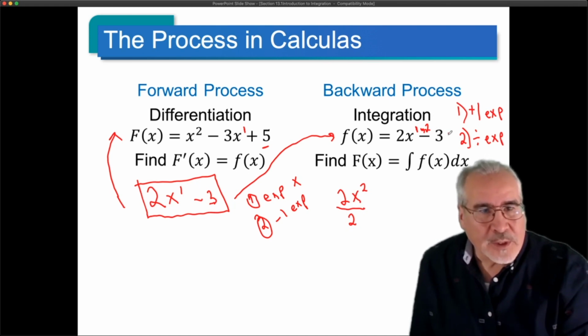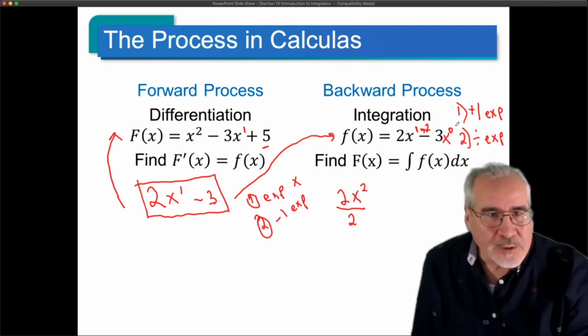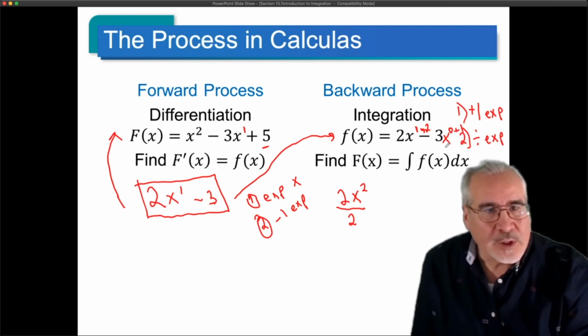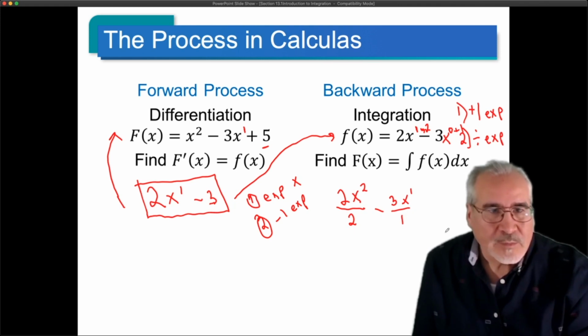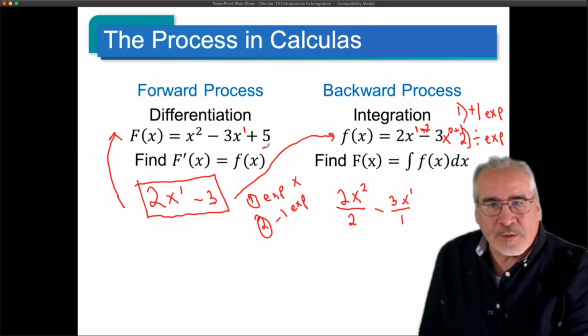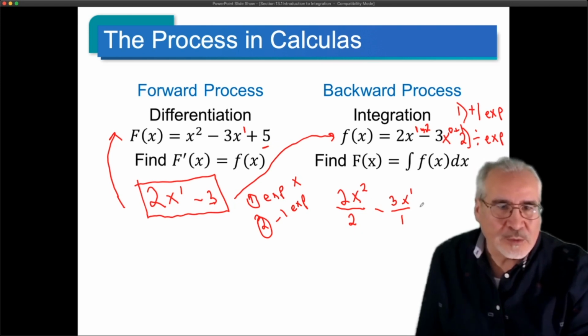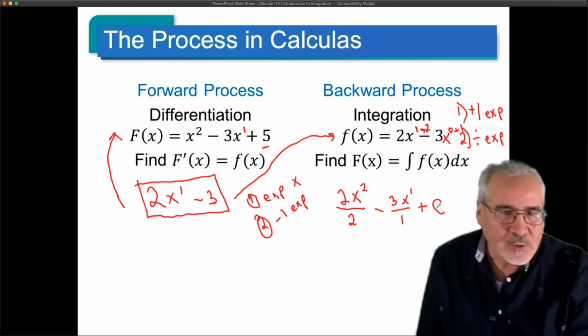We do the same thing with the 3, and let's think of this as 3x to the 0. Remember, that's really what it was. We're going to add 1 to the exponent, so that's going to be x to the first power, and then we're going to divide by that new exponent. So it's going to be minus 3x to the first power divided by 1. Now there's no constant term here, but remember, when we take a derivative of a constant, we get a 0, so there could be a constant here. In fact, we know there is. We know it's supposed to be 5, but in this particular problem, we haven't been told that. So what we do is we say plus something, some constant. We'll put a c there.